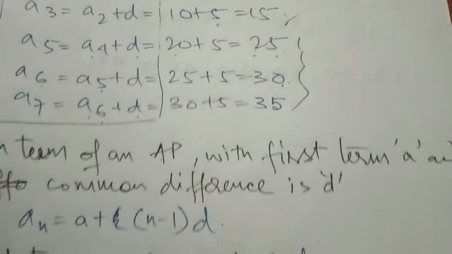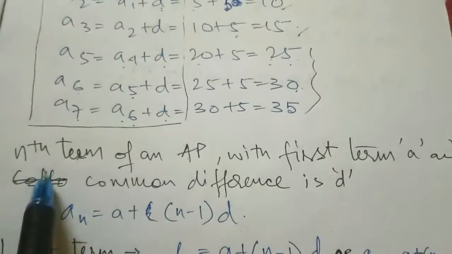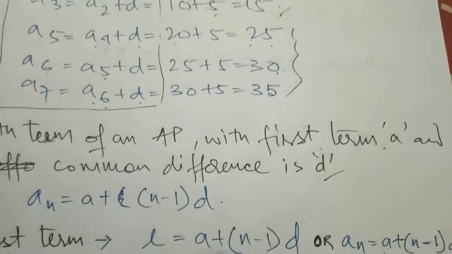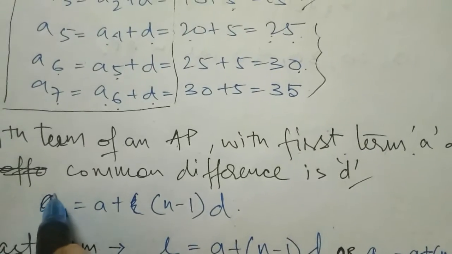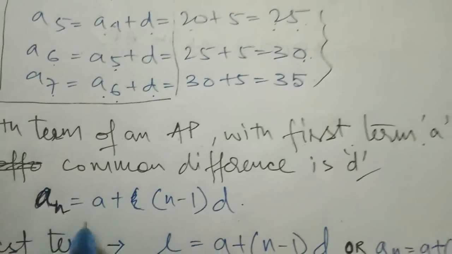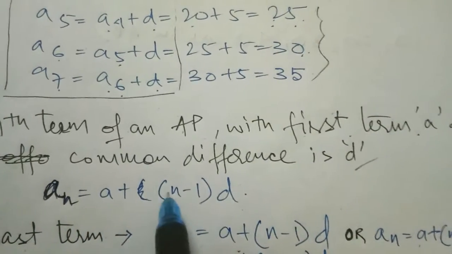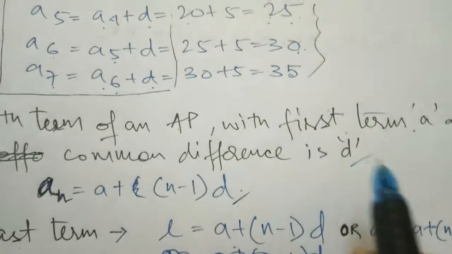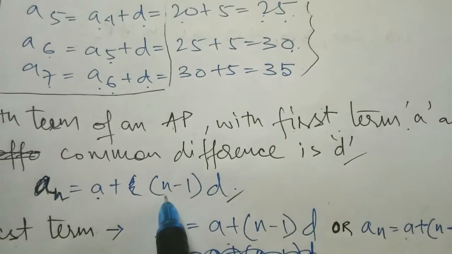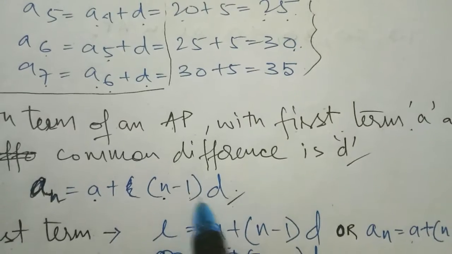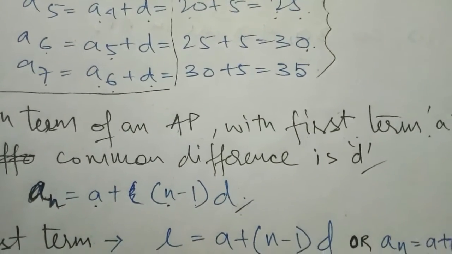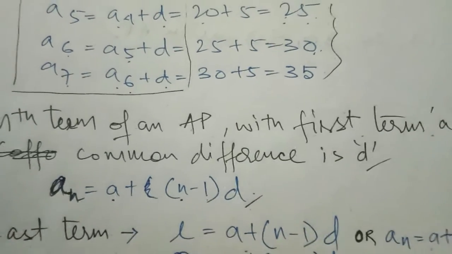Now, in the second exercise, we'll get one formula. That is the nth term of an AP with first term A and common difference D given. Now, what is the nth term? The nth term means the last term, an. An is A plus (n minus 1) D. Clear? This is the formula. A is the first term, n is the number of terms, minus 1, and D is the common difference. I'll be showing some questions from the exercises also, don't worry about this.